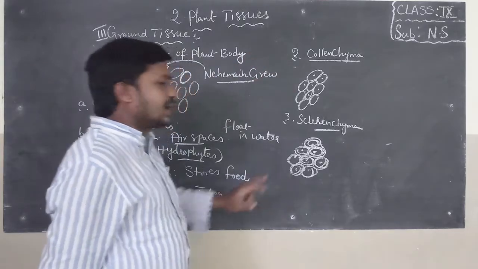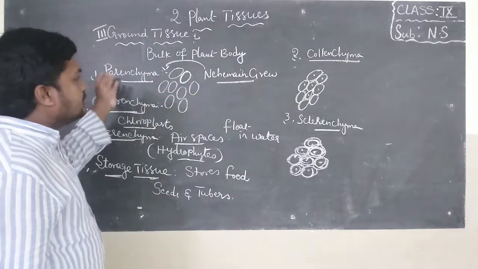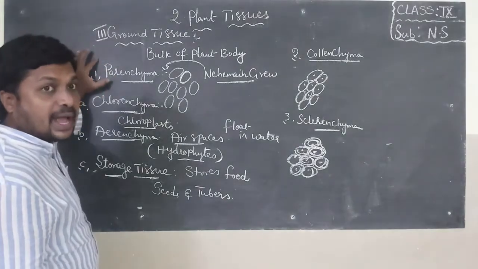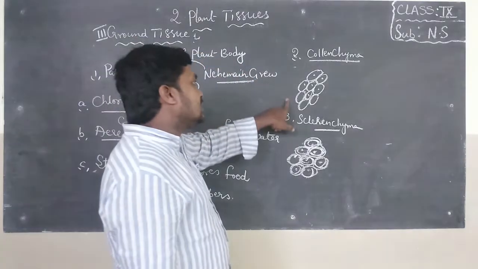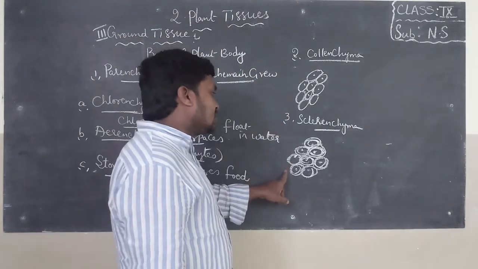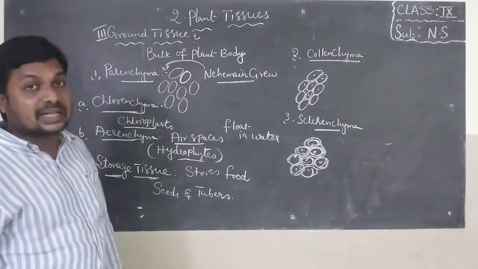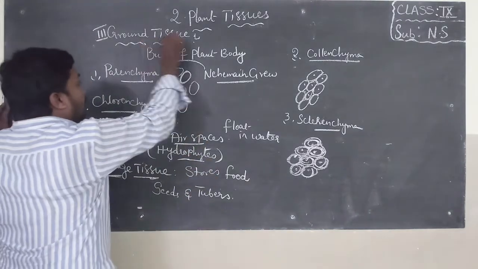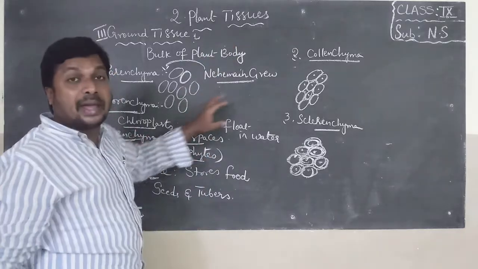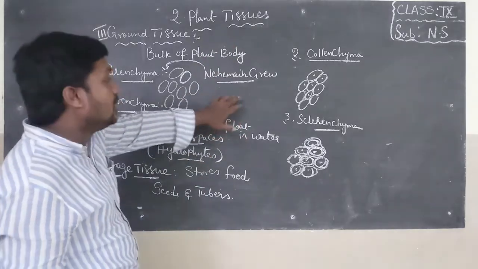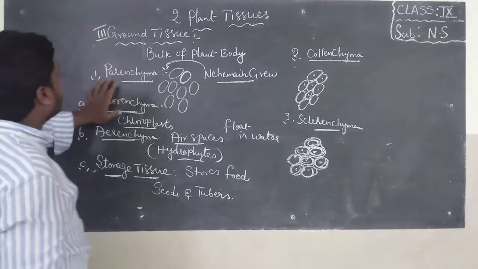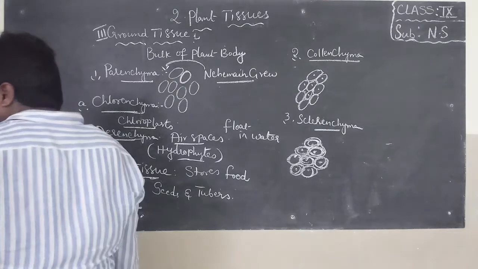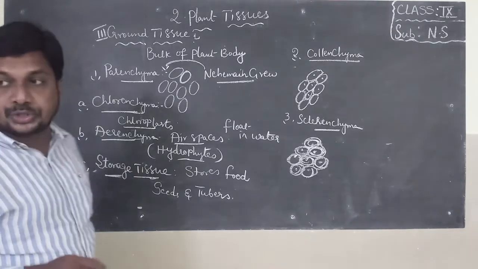collenchyma, sclerenchyma. What are the major differences between these three tissues? Here cells are loosely packed and have thin cell walls. Here cells are tightly packed. Here also cells are tightly packed with thick cell walls. This is about ground tissue, which forms the bulk of the plant body. A scientist called Nehemiah Grew is the first person who gave the name to parenchyma.